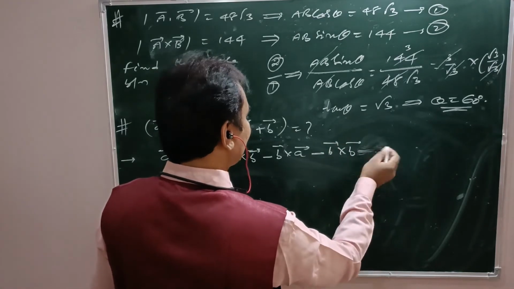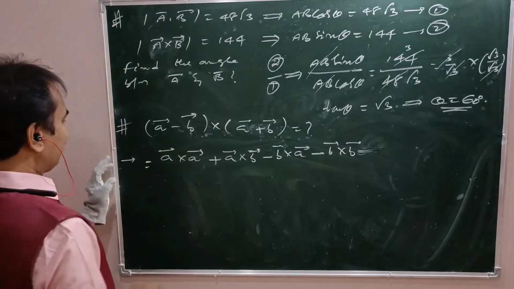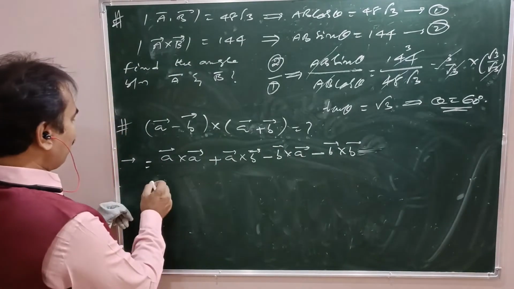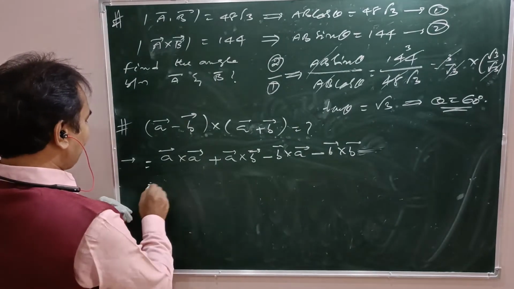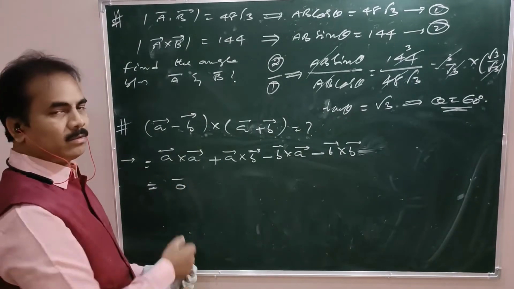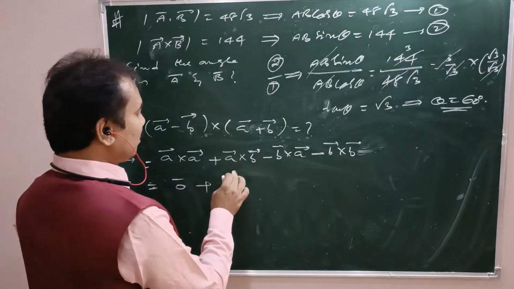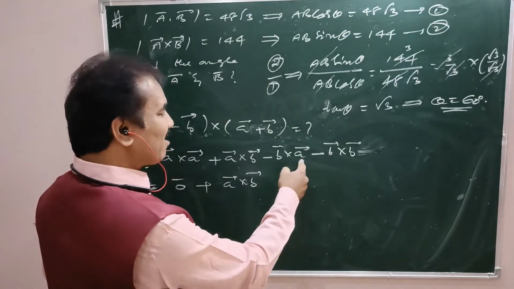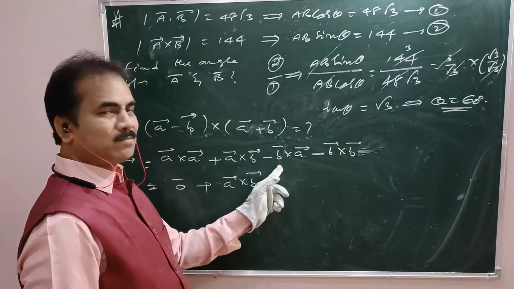Equal to what? That is the given result. On extending this result, A cross A means 0 bar. Why? Because the cross product of any vector with itself is 0. Plus A cross B, minus of B cross A, in the sense plus of A cross B.